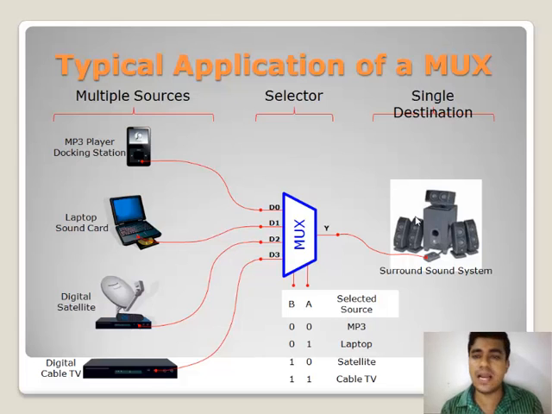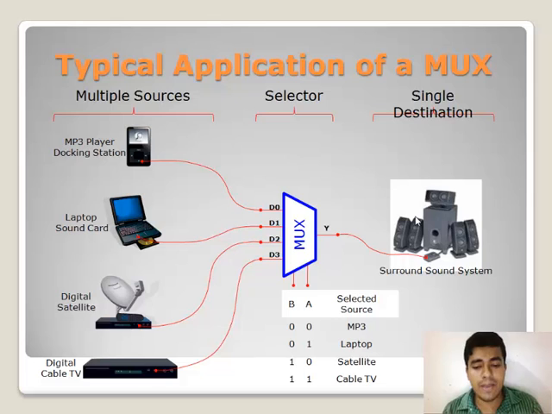Next we will see one typical application of a multiplexer. There are multiple sources as input, there are two selectors, and a single destination. Here four sources are given as the input. On the basis of 2 to the power n, n is equal to 2, so 2 will be the number of select lines. So here A and B, 2 select lines are there, and the MP3 player, laptop, digital satellite and digital cable TV are simultaneously connected to the surround sound system based on these select lines.